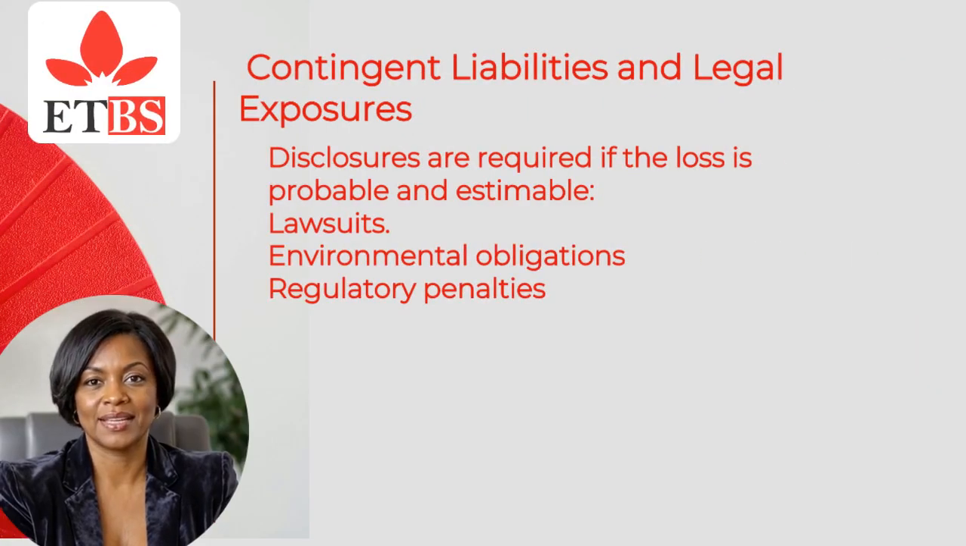Contingent liabilities and legal exposures. Disclosures are required if the loss is probable and estimable: lawsuits, environmental obligations, regulatory penalties. If not estimable, companies must describe the nature and status of the contingency. Example, a chemical firm under EPA investigation must disclose potential liabilities and status of proceedings, even if outcomes are uncertain.